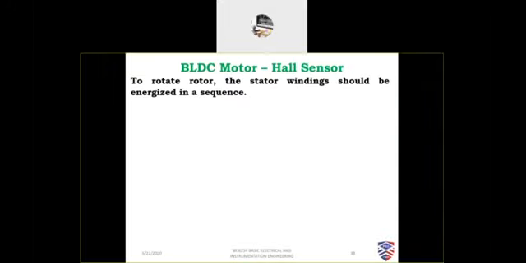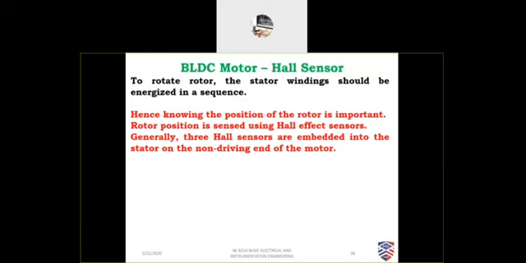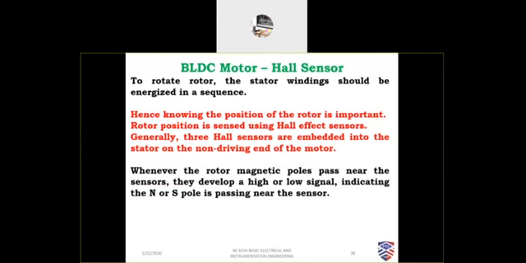To rotate the rotor, the stator windings should be energized in a sequence. Hence, knowing the position of the rotor is important. That will be identified by the Hall effect sensors. So the position of the rotor is computed by the Hall effect sensor. There are 3 sets of sensors available. 3 Hall sensors are embedded into the stator on the non-driving end of the motor. Whenever the rotor magnetic poles pass near the sensors, they develop high or low signal indicating the north or south pole is passing near the sensor.